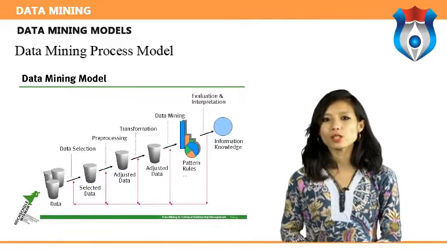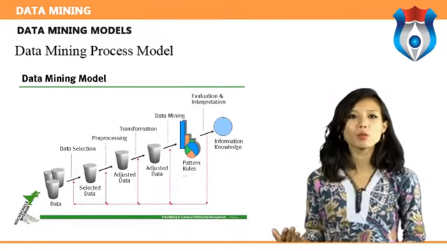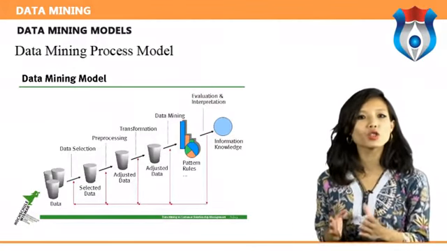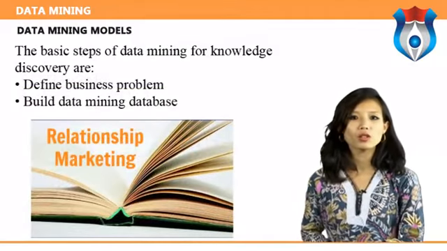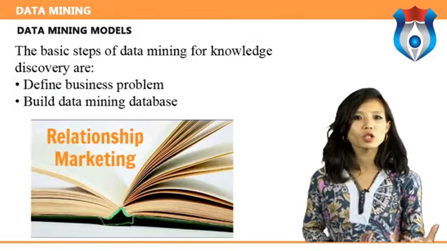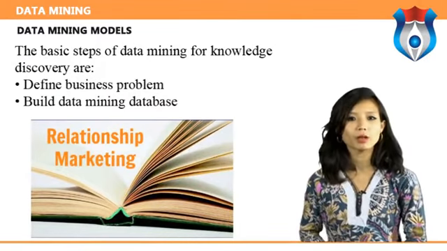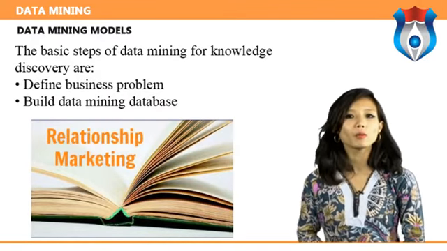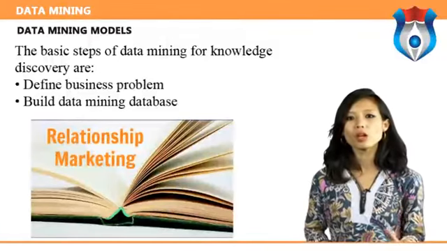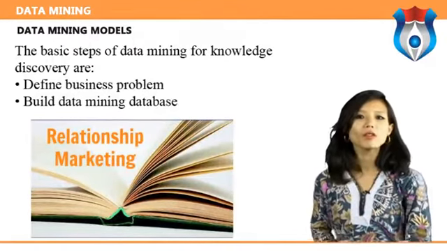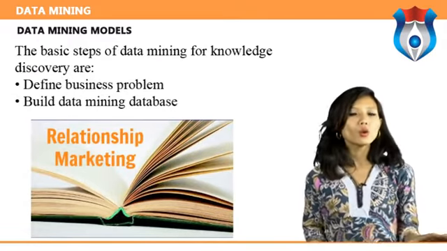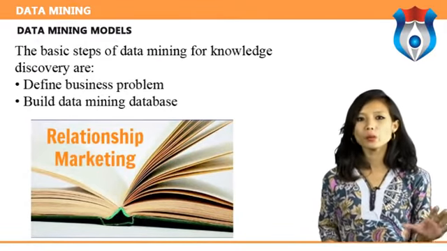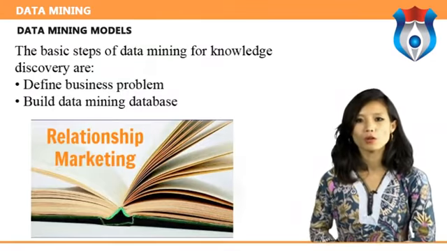Data mining process model. The data mining process model described below is derived from the Two Crows process model. The basic steps of data mining for knowledge discovery are: define the business problem, build a data mining database. Define the business problem. First and foremost, the prerequisite to knowledge discovery is understanding data and business. Without this understanding, no algorithm is going to provide a result in which we should have confidence.